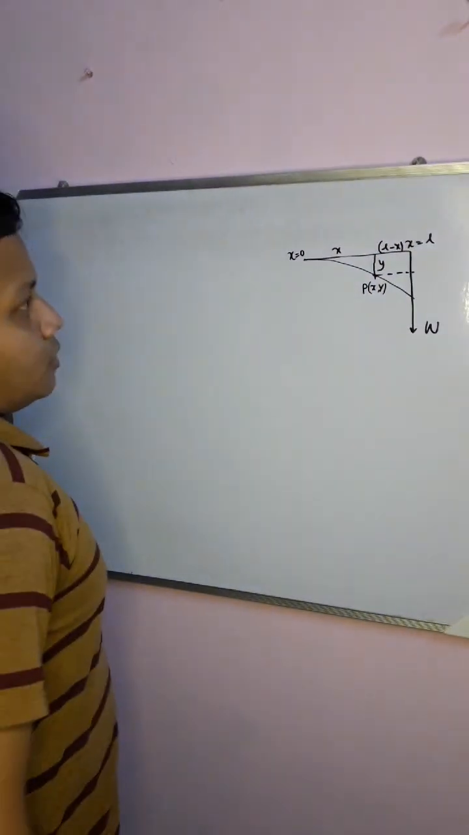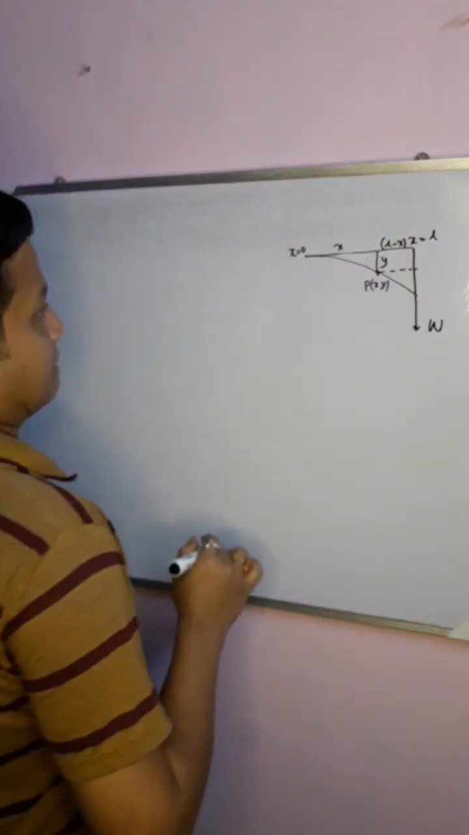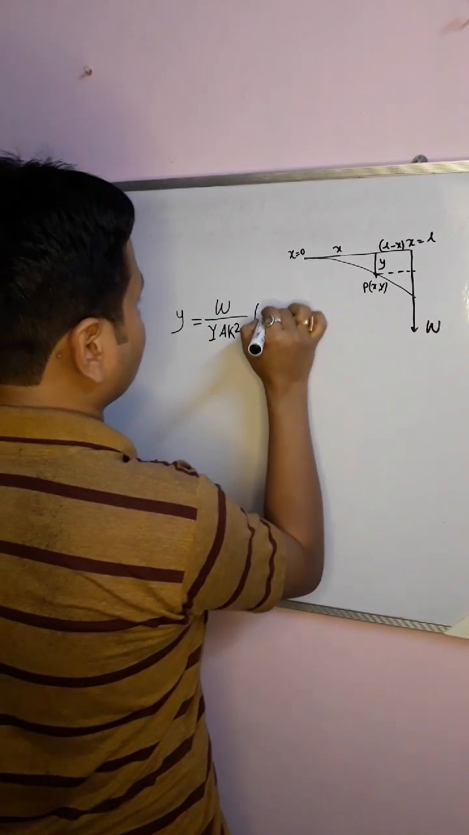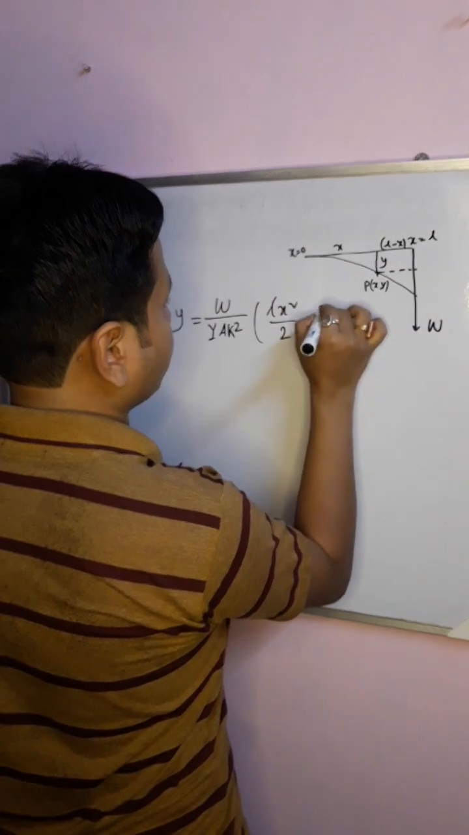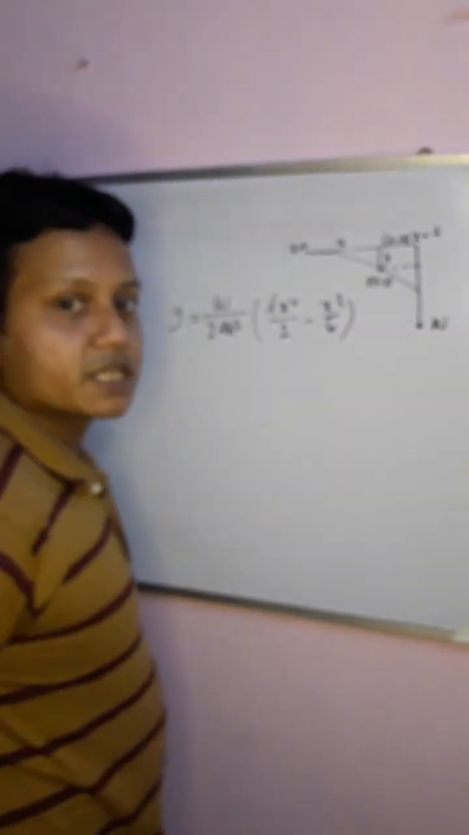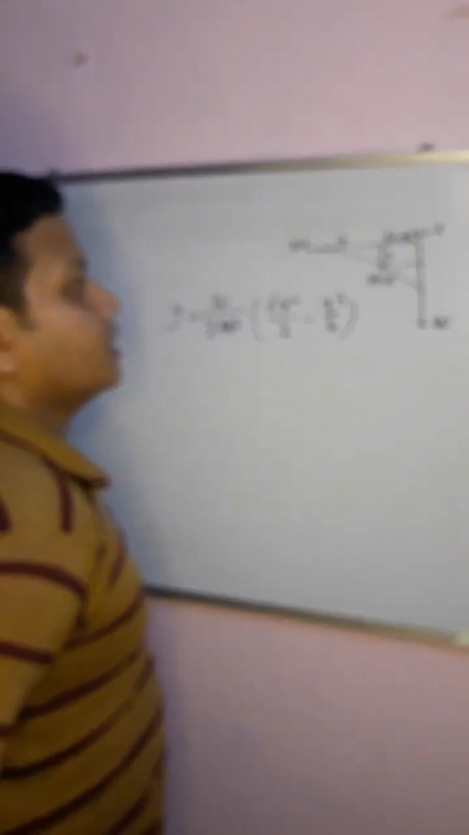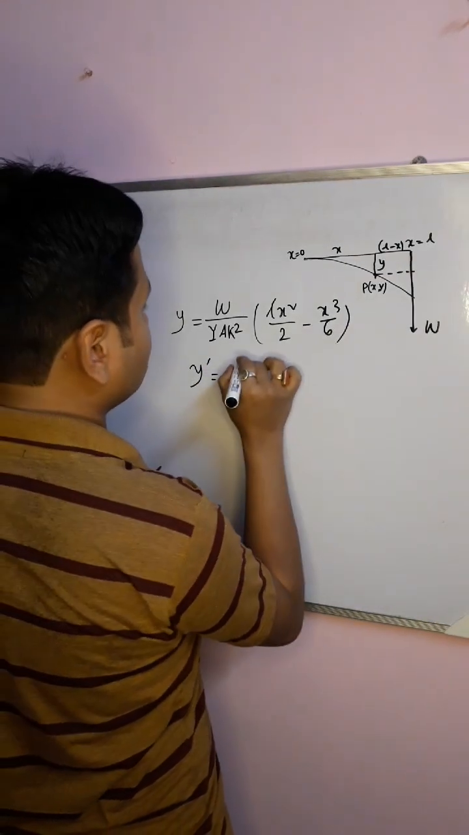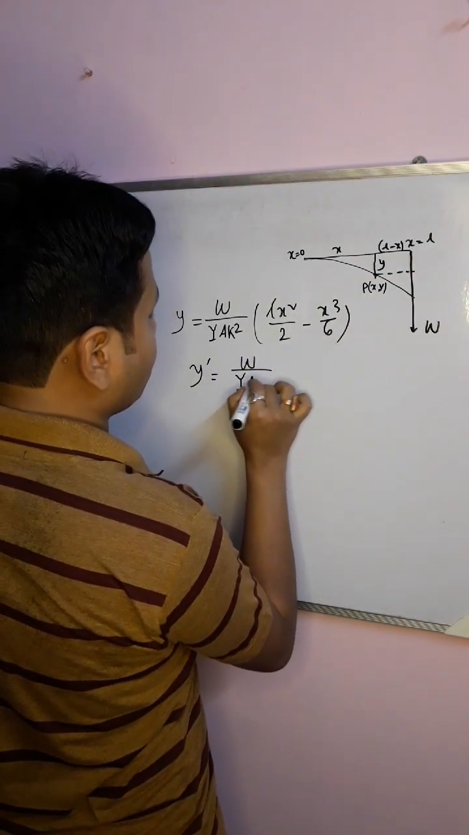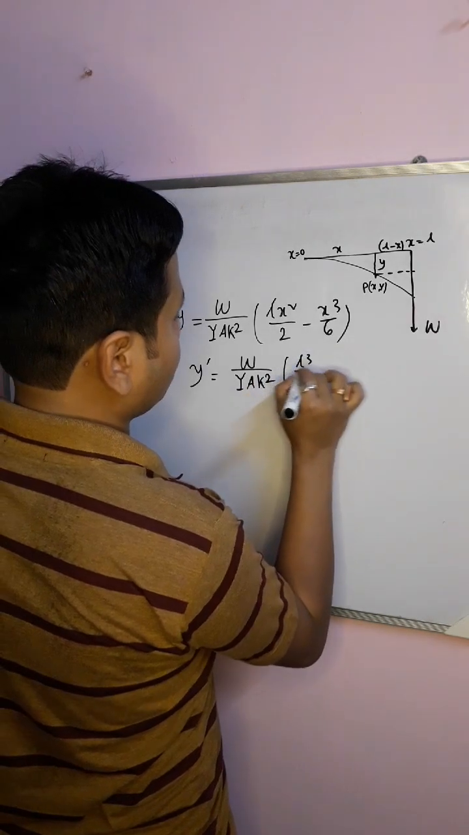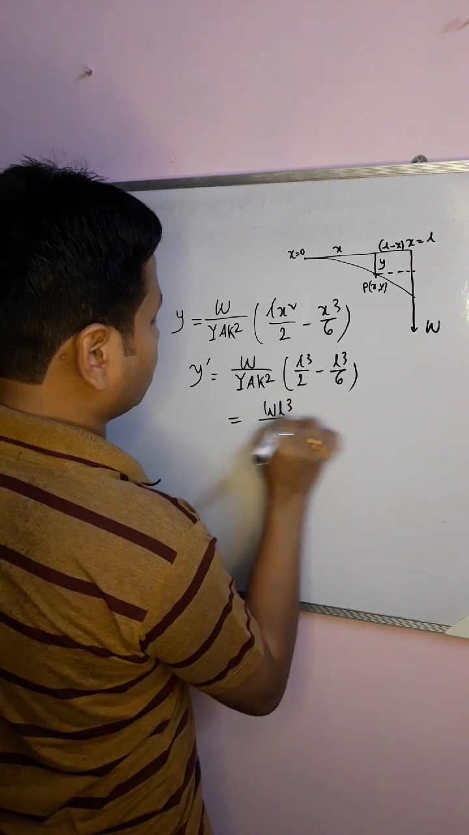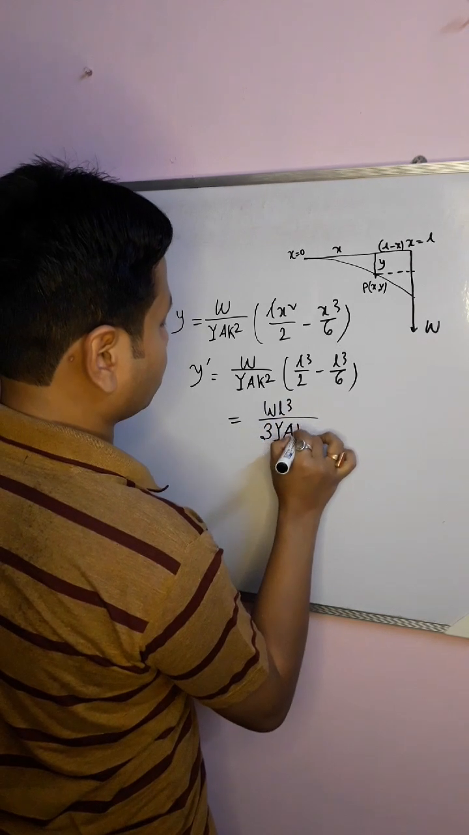We have calculated the depression at point P as W by Y A k square into (L x square by 2 minus x cube by 6). That is the depression at point P. And we obtain the depression at the free end, say y dash, by putting x equal to L. That means W by Y A k square, this is L cube by 2 minus L cube by 6. So W L cube by 3 Y A k square.